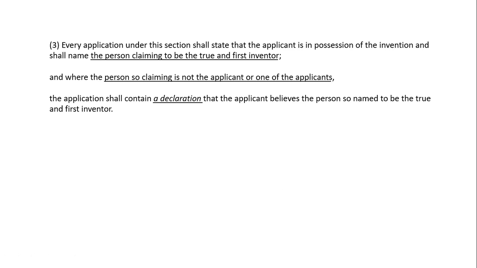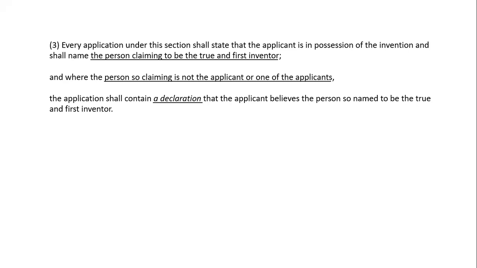the third is every application under this section shall state that the applicant is in possession of the invention and they shall name the person claiming to be the true and first inventor. And where the person so claiming is not the applicant or one of the applicants, the application shall contain a declaration that the applicant believes the person so named to be the true and the first inventor.